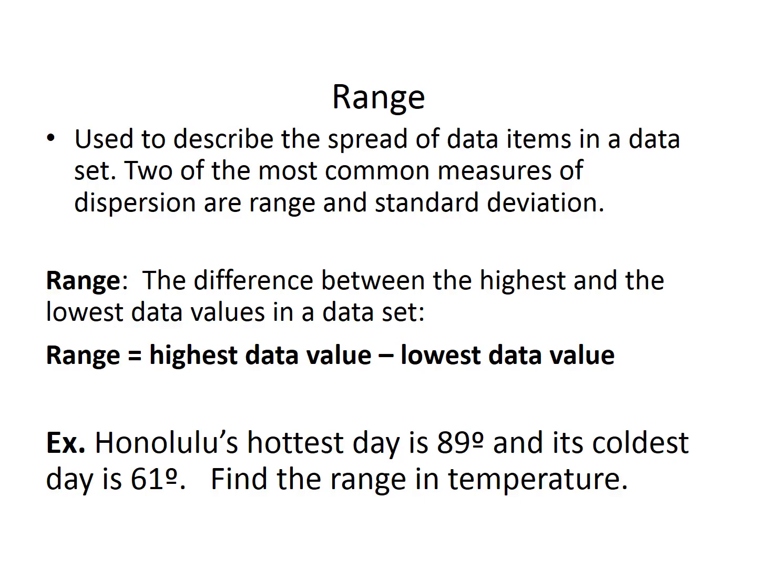The first measure of dispersion that we're going to look at is the range. It's used to describe the spread of the data. The two most common measures of dispersion are range and standard deviation. The range is just the difference between the highest and lowest data value. For example, Honolulu's hottest day is 89 degrees and its coldest day is 61 degrees. Find the range in temperature. The range is the highest data value minus the lowest data value, and that will be 28 degrees.